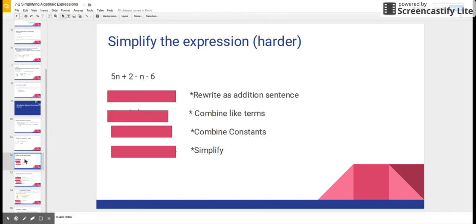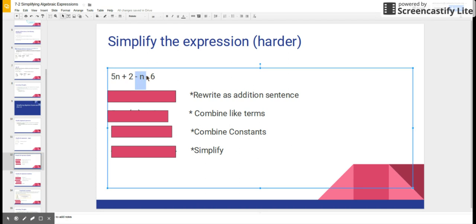All right, here we have 5n plus 2 minus n minus 6. We have to rewrite this as an addition sentence first. If you remember from part 1 of the video, I said that you had to change any subtraction sentences into addition sentences using the additive inverse. So that's what we're going to do. This is our problem area right here and right here. So we're just going to keep that 5n. We're going to keep that 2.